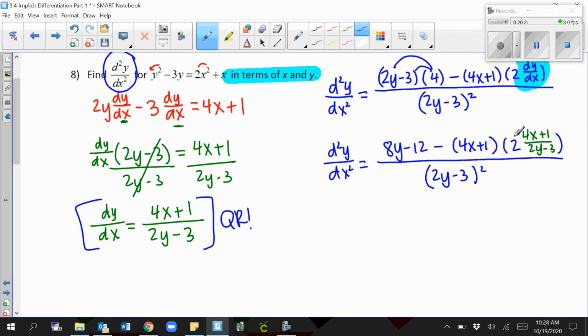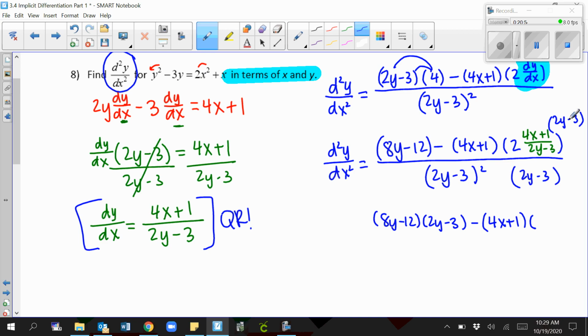So now we need to clean this up because we can't have a fraction within a fraction. So what I'm going to do is I'm going to multiply the entire top by 2y minus 3 and the bottom by 2y minus 3. So if I've got 8y minus 12, I can write that as 8y minus 12 times 2y minus 3 minus my 4x plus 1 times, well, the 2y minus 3 cancels out there, so I just have 2 times the 4x plus 1. And that's all over, well, now it's 2y minus 3 cubed.